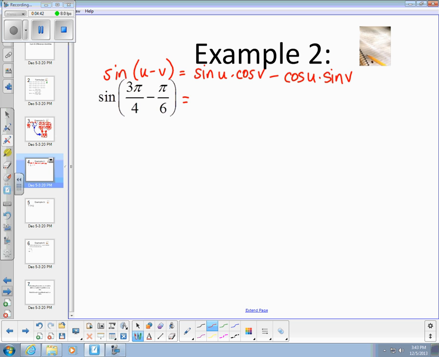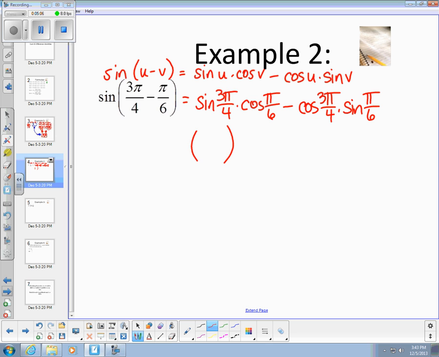So we substitute in our angles. Sine of 3 pi over 4 times cosine of pi over 6 minus cosine of 3 pi over 4 times the sine of pi over 6. Okay, now again, we're going to use our hand to get the values for the special angles.